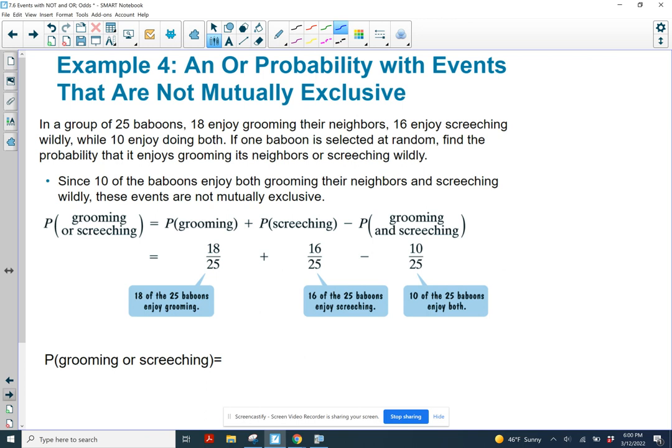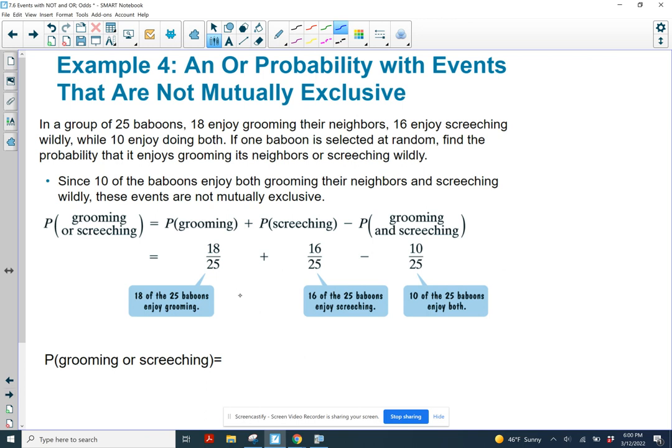If one baboon is selected at random, find the probability that it enjoys grooming its neighbor or screeching wildly. Since 10 of the baboons enjoy both grooming their neighbors and screeching, these events are not mutually exclusive. In other words, we have some that are both. Not like the card example where we had king or queen, but you couldn't be both, right? So the probability of grooming or screeching is going to equal the probability of grooming plus the probability of screeching minus the probability of grooming and screeching.